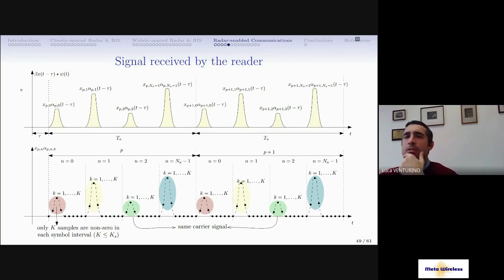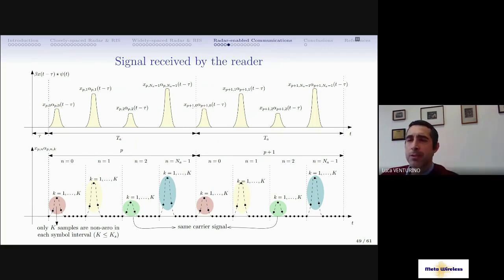On the top, I'm just showing you the output of the low-pass filter, just the component corresponding to the signal backscattered by the tag. Here I have a first pulse carrying the symbol XP0. This is the first data symbol sent during the radar period P. Then I have another pulse, sending the symbol XP1. This is the second symbol sent during the radar period P, and so on. Then we have the second radar period, and now the subscript becomes P plus one.